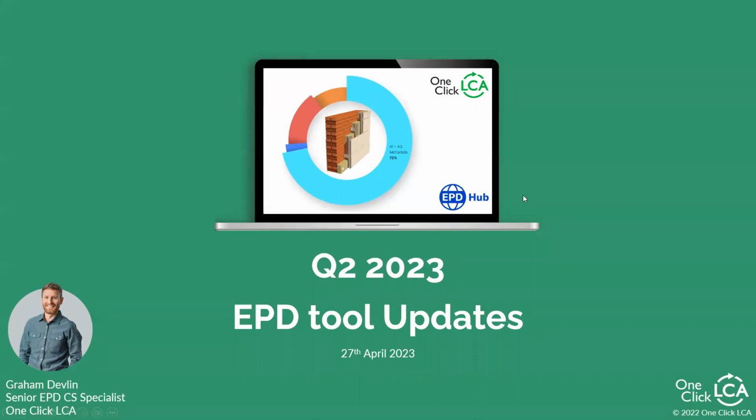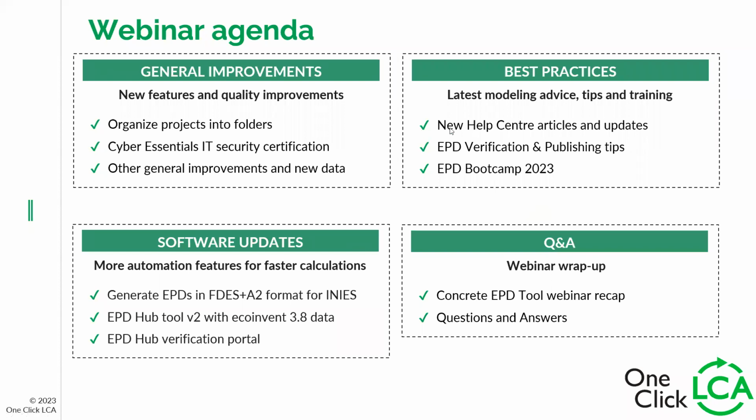With that in mind, let's take a look at the agenda for today. First we have general improvements. The first one is project folders, which maybe you've seen already. We'll talk a little bit about the Cyber Essentials IT security certification, and then other general improvements that have been made to the software. In terms of software updates, a quick note on generating EPDs in EN 15804 plus A2 format for INIES in France.